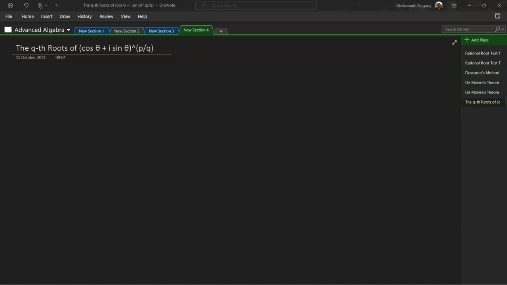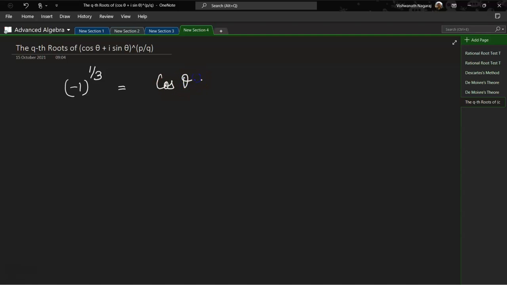Let's say we are asked to figure out the cube roots of -1. So what do we do? Let's convert it into (cos theta + i sin theta) to the power of 1 by 3. So here theta will be what? It will be pi. Cos pi is -1, i sin pi is 0, so -1 plus 0, -1.